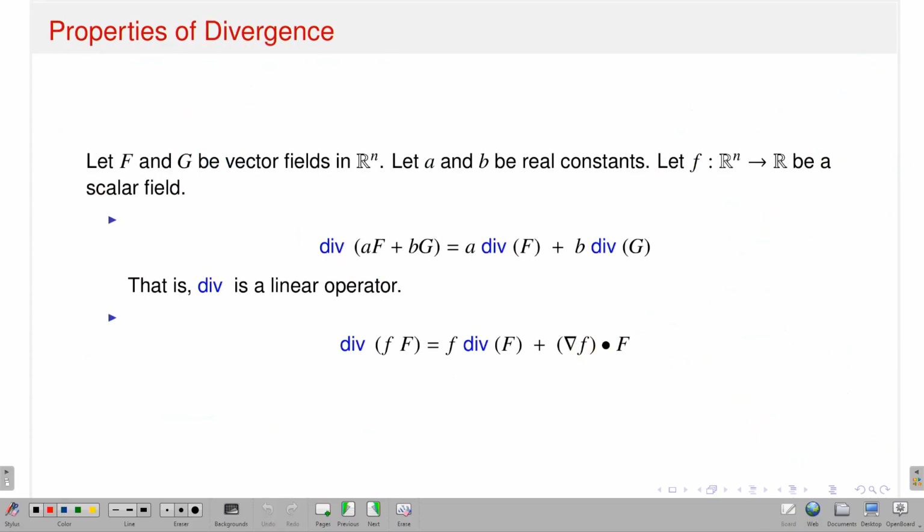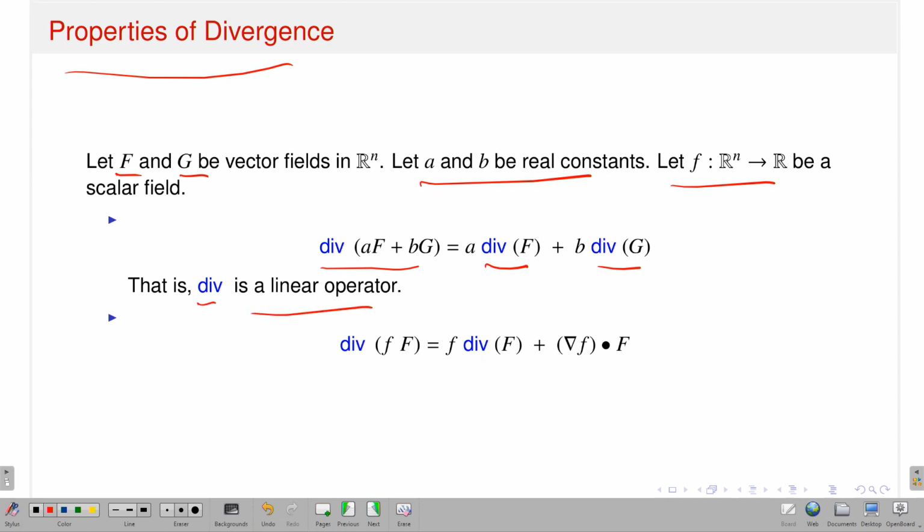Fine. A couple of properties of divergence. If I have two vector fields capital F and capital G, and two real constants A and B, and if I start with a scalar field, suppose f from Rn to R, then divergence actually behaves like a linear operator. That means the divergence of A times capital F plus B times capital G, where A and B will come out, is A times divergence of F plus B times divergence of G. In other words, divergence acts as a linear operator.